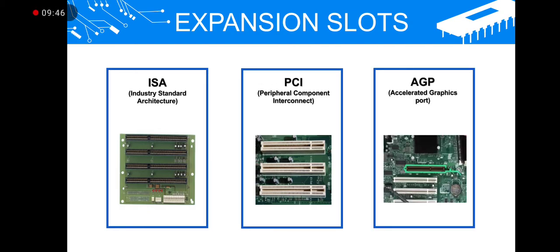The third type of expansion slot is Accelerated Graphics Port. AGP is a specialized expansion slot used only for a graphic or video card. That means we studied the graphic card. It was used to show the visual display on your monitor or screen. So AGP is basically an expansion slot that is made to support graphic cards so you can see the display on the screen. Alright?